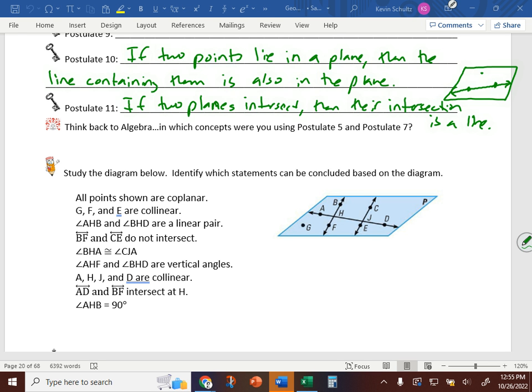Think back to algebra. We already kind of answered this. Which concepts were we using postulate 5 and 7? We used them in graphing. Okay, graphing, slope, intercept form. And so your homework now.